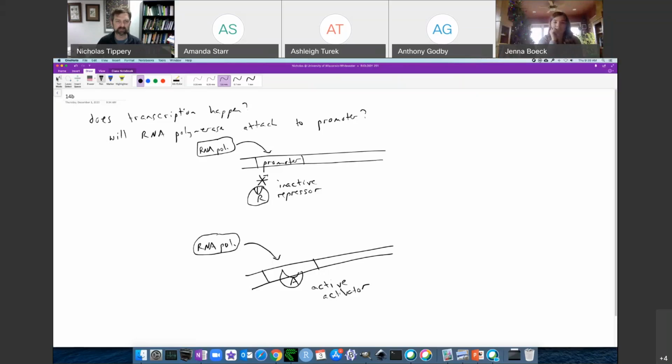And sometimes actually in your diagrams from the book, this is like sealed up. So this area where it normally attaches to the promoter is not available now. Can't attach to the promoter, can't repress, therefore RNA polymerase attaches and transcription happens, or an active activator. All right, good with that?